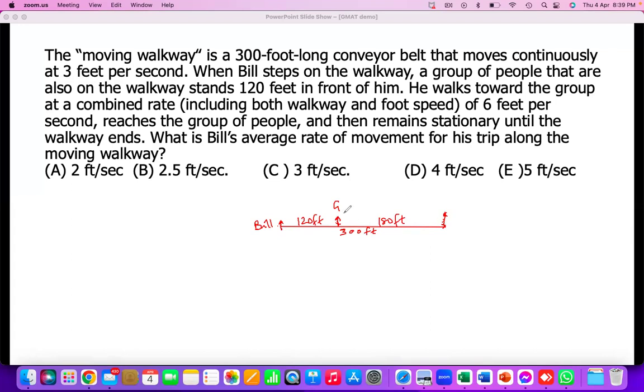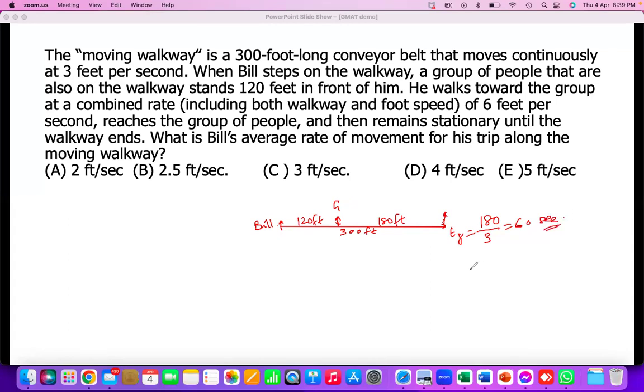Now, how much time is taken by the group of people to travel 180 feet? Because their speed is 3 feet per second. So 180 by 3 is the time taken by the group. How much? 60 seconds. Clear? Yes.